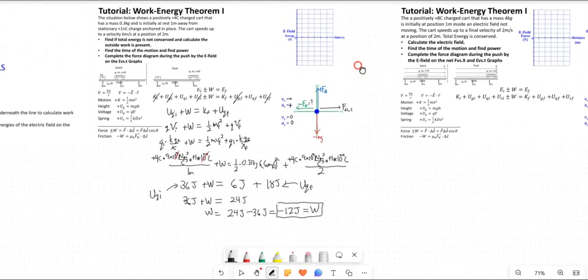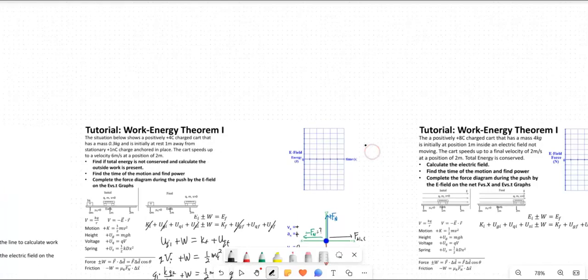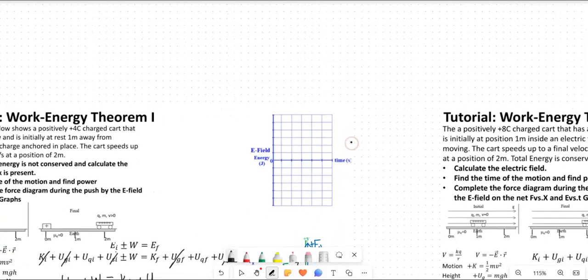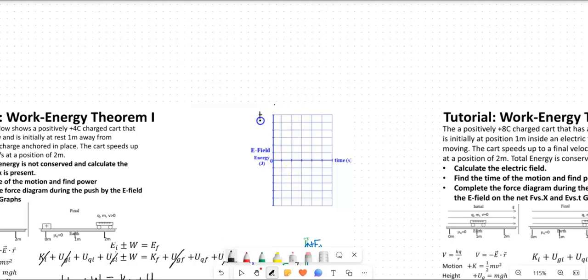Now, we know the initial electric potential energy is 36. The final is 18. So I'm going to just put those numbers up here. I'll put positive 36 joules right there, positive 18 joules right there. And so it's going to be dropping off to that negative 18 joules right there. But we need a period of time. How do we get that time?